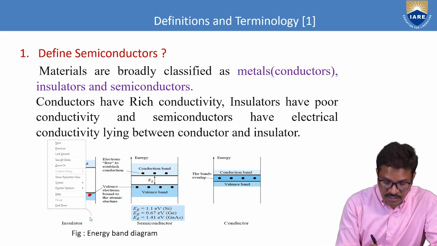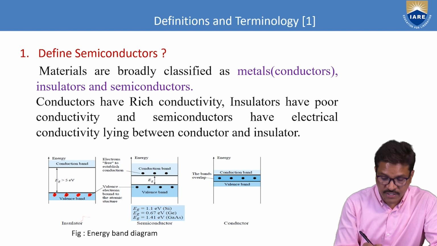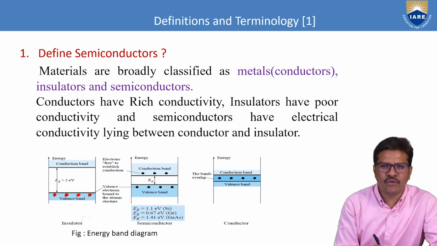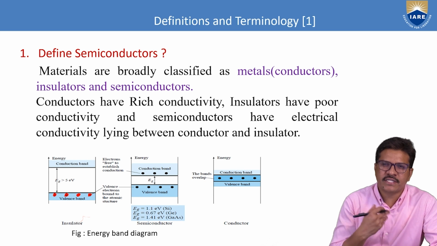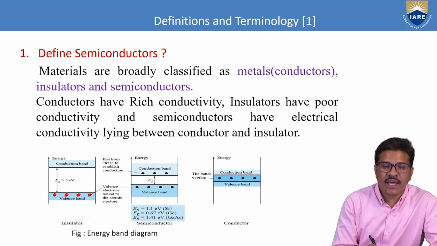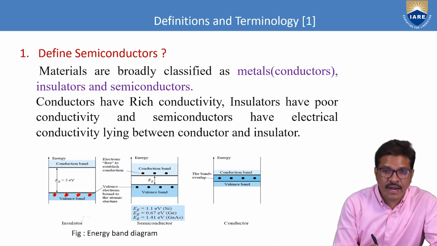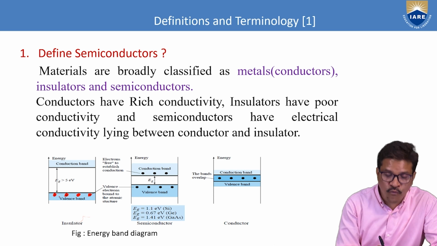In an insulating material, for example mica, wood and plastic, if the material is taken to some external temperature or some force is applied, then the electrons in the valency band get excited and try to move from the valency band to the conduction band.